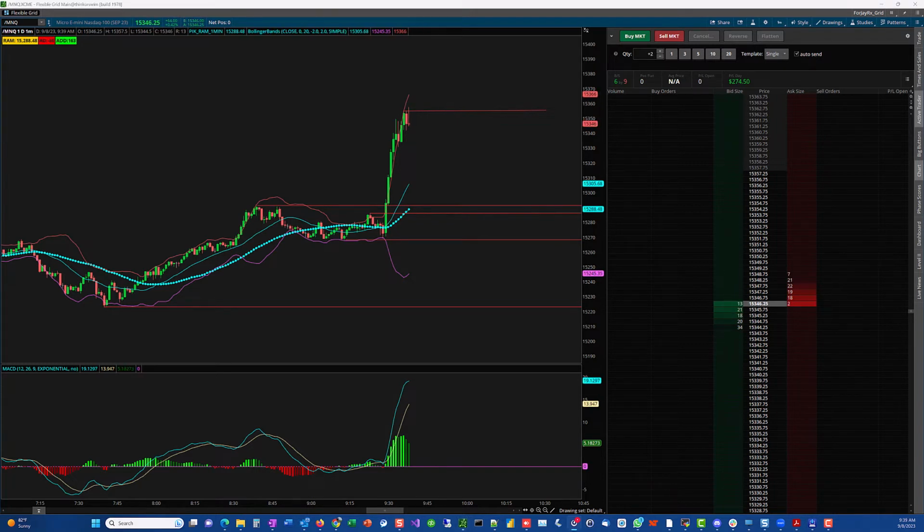Let's see if we can go for a short over here. This would be possibly a good entry. Yeah. You see this, the curve down on the MACD?